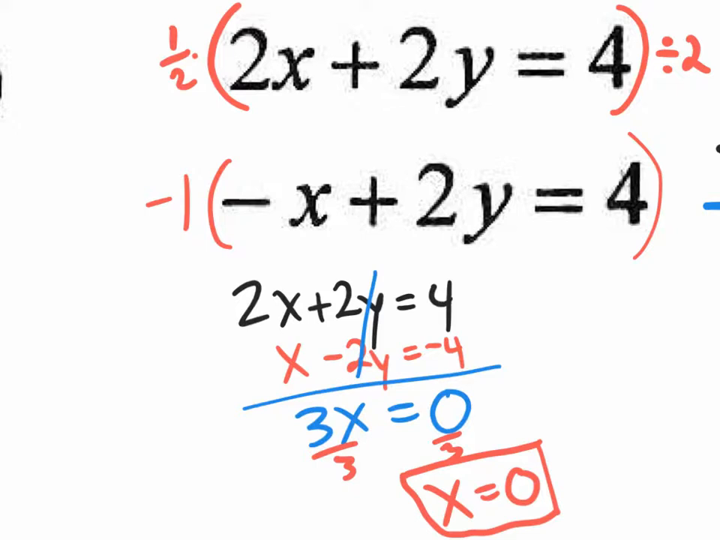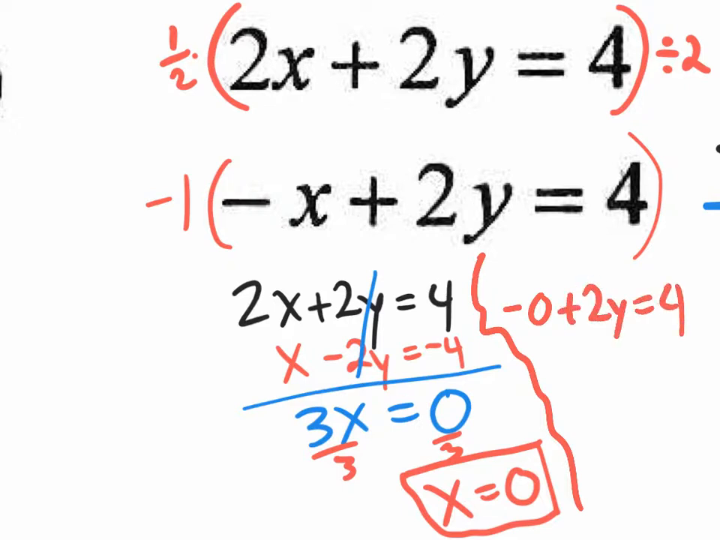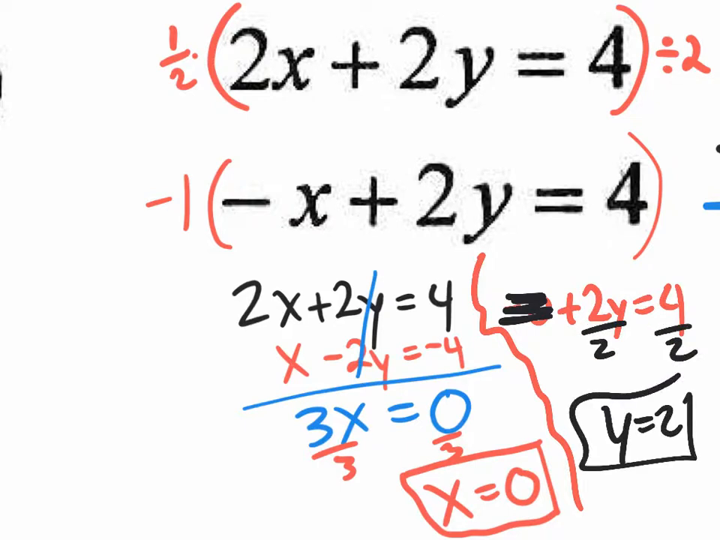So let's plug in the x value to find the y value. Plug in 0 right here. It'll say 0 plus 2y equals 4. So when you plug in 0, you have -0 plus 2y equals 4. Now we know -0 is not even necessary, so it's just 2y equals 4, divided by 2, divided by 2, y equals 2. So your ordered pair solution is 0, 2.